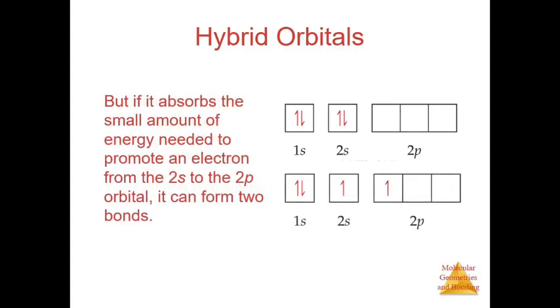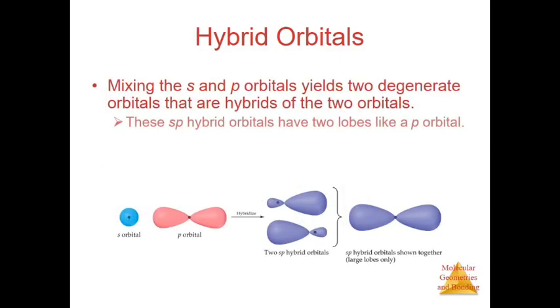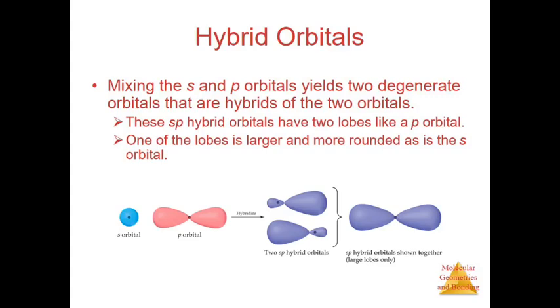But if it absorbs a small amount of energy, we get to promote an electron. So an electron from 2s is promoted to 2p, and now we have 2 different sites for other electrons to attach themselves. And these will not form the same bonds. The 1 electron you have in 2s and the 1 in 2p will not have the same bonds. So mixing our s and p orbitals yields 2 degenerate orbitals that are hybrids of the 2 orbitals. And we'll spend some time now talking about hybridization.